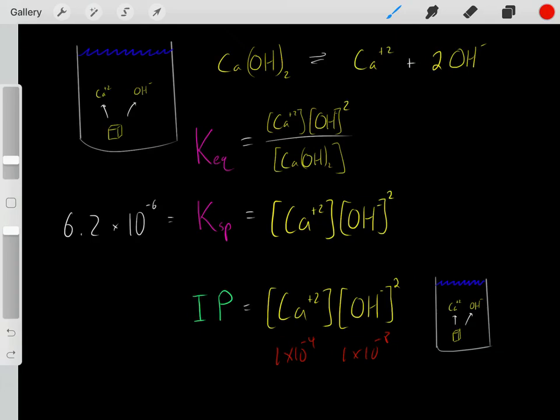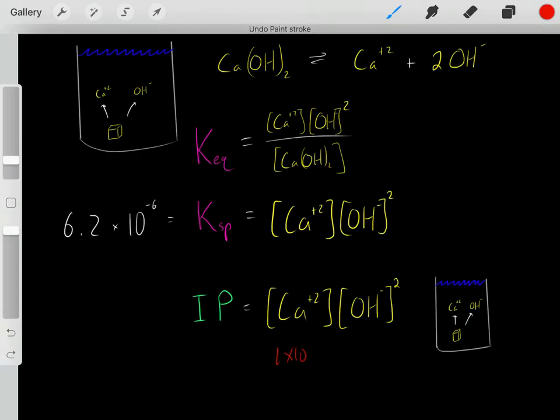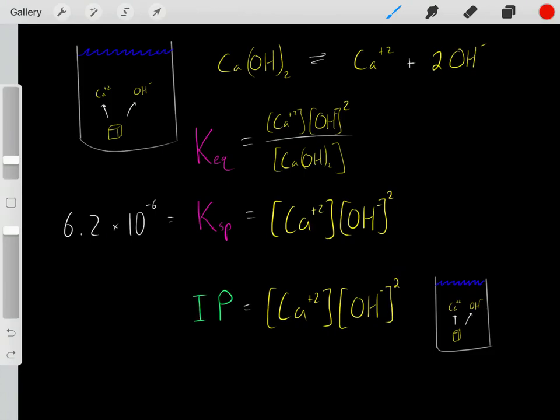So in this example, our ion product, if we were to plug in those numbers and solve, we would get, and again, remember this is squared, an ion product of roughly around 1 times 10 to the negative 20.